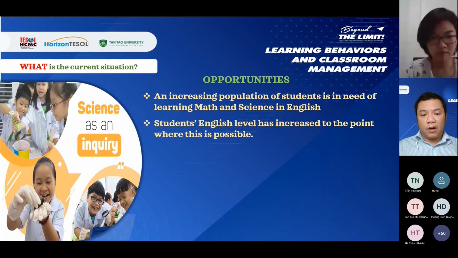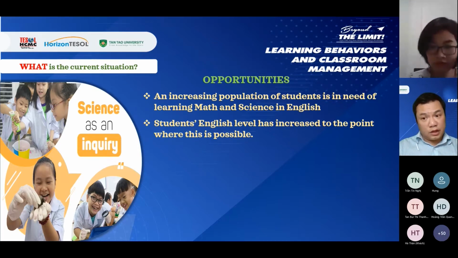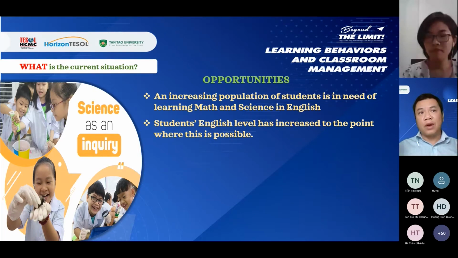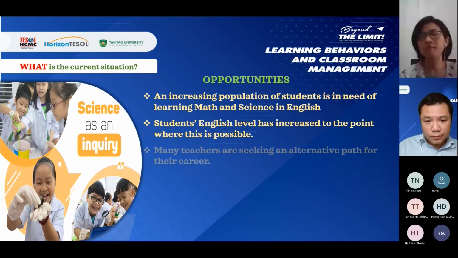Some data from the ETS, the Educational Testing Service, on the TOEFL test, they said that in 2007, the average TOEFL score of Vietnamese contestants was 72. And 10 years later, in 2017, it was like 84. So that is one of the dramatic increases in the test score of Vietnamese students compared to other countries. And in the past four or five years, it has increased even more. So I can see that the students' English level has increased to the point where they are ready to study math and science in English.